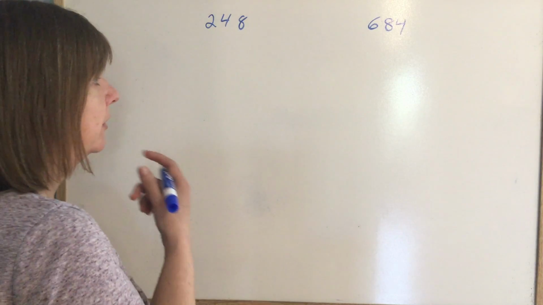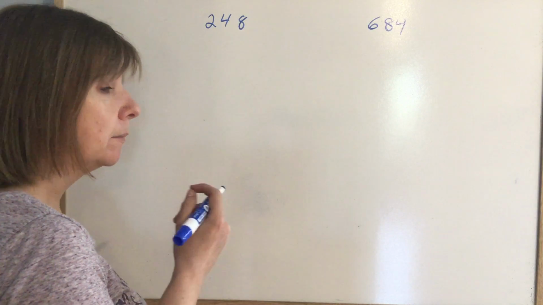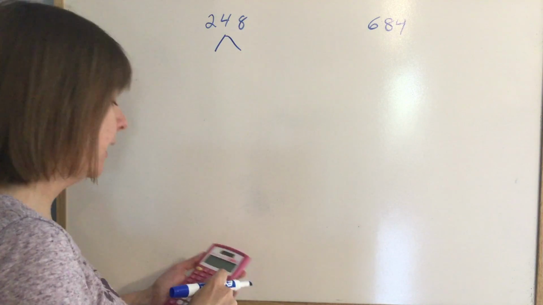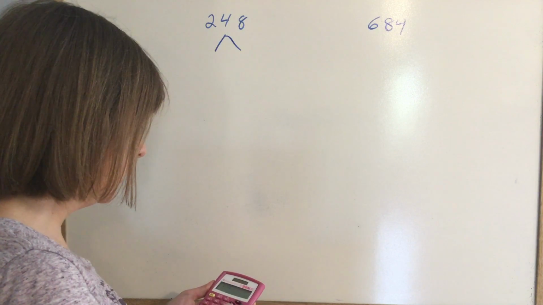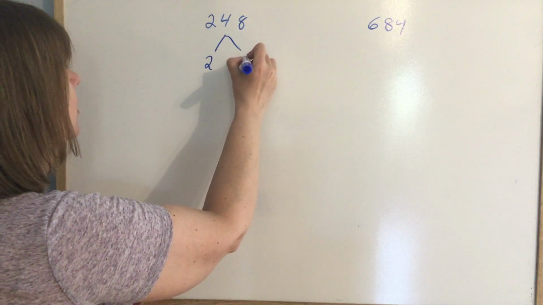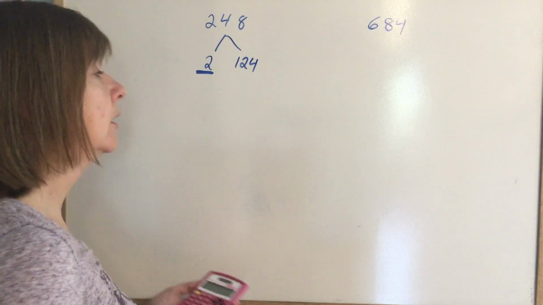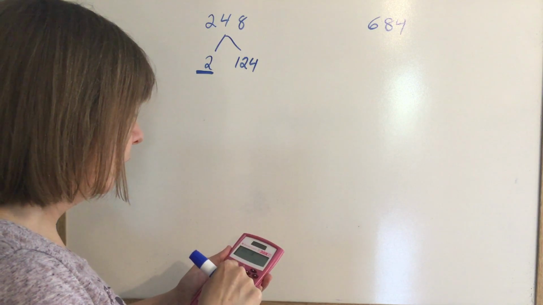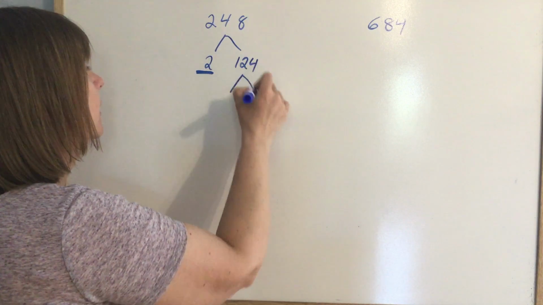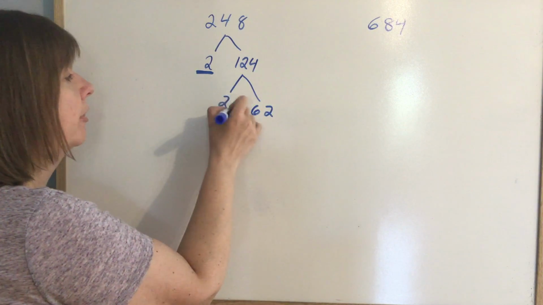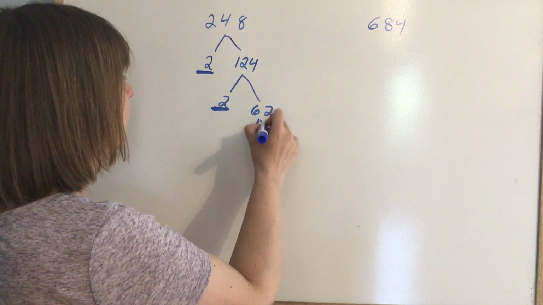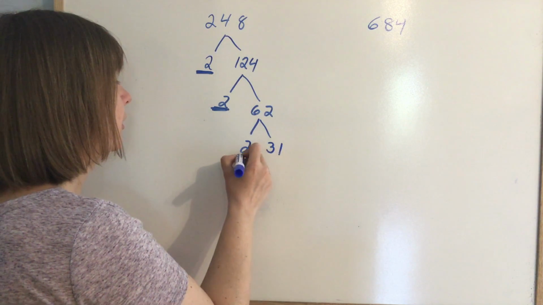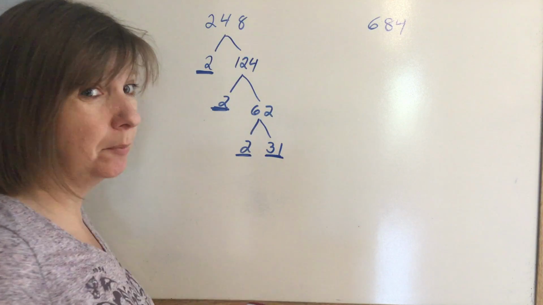So we talked about doing a tree diagram, breaking them down into their prime numbers and seeing what is common between the two of them. For 248, I would just keep dividing by 2. So 2 times 124, and 2 is a prime number, so that branch stops. Then I divide 124 by 2 and get 62. Then I divide 62 by 2 and I get 31, which is a prime number as well.